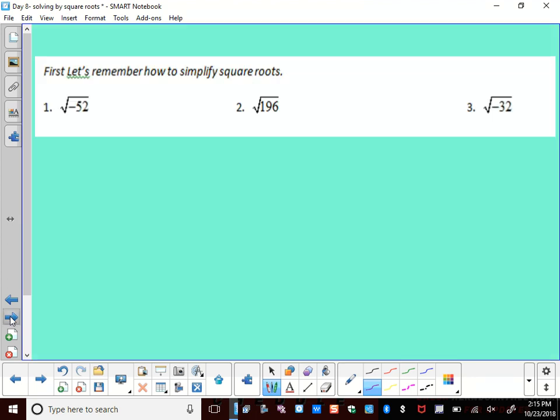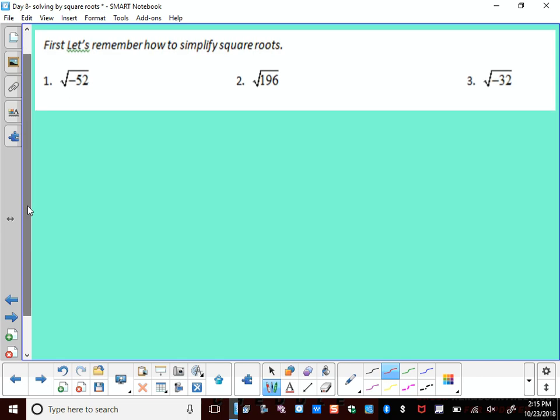All right, so first, let's remember how to simplify square roots. If you guys had me in geometry, you would know how to do this. I don't think I had any of you. No, I did not. So let's remember, or let's learn, or your teacher may have taught you, how to simplify square roots.